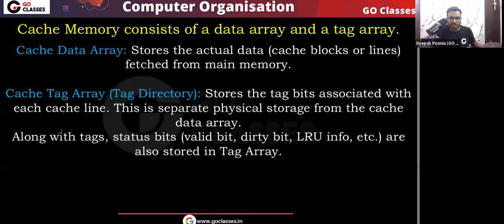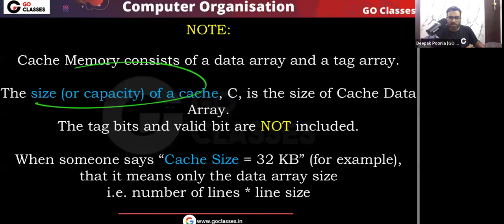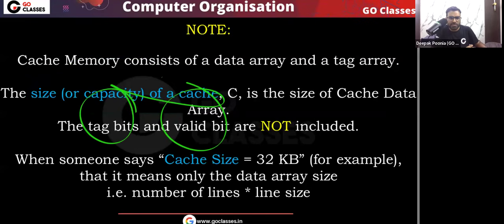So in the cache memory, we have the cache data array and also the cache tag array. Tag array means tag directory. In the tag directory, we store the tag. We also store the valid bit, dirty bit, basically some extra status bits. So in the tag directory, we store the metadata, but the actual data that we fetch from the main memory, those actual blocks, we store in the cache data array. So you can easily see the size of cache memory does not include the tag directory size, the tag bits, valid bit, dirty bit, and so on.